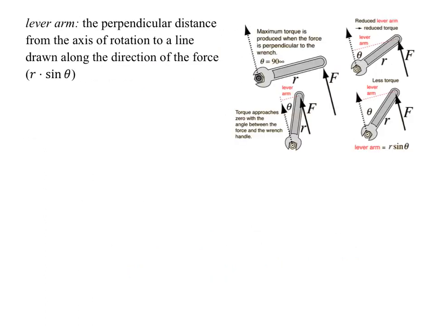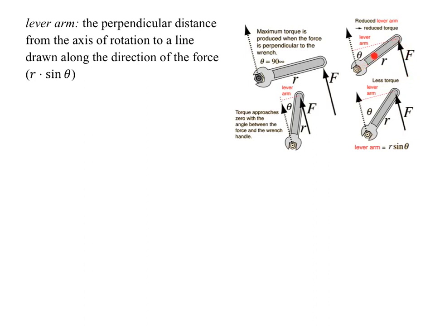The first thing we have to do before we can make these correlations is define what's called the lever arm. And the lever arm is the perpendicular distance from the axis of rotation. In this diagram here, there's the axis of rotation, and the perpendicular distance between the axis of rotation and a line drawn along the direction of the force. Here's the force being applied this way.